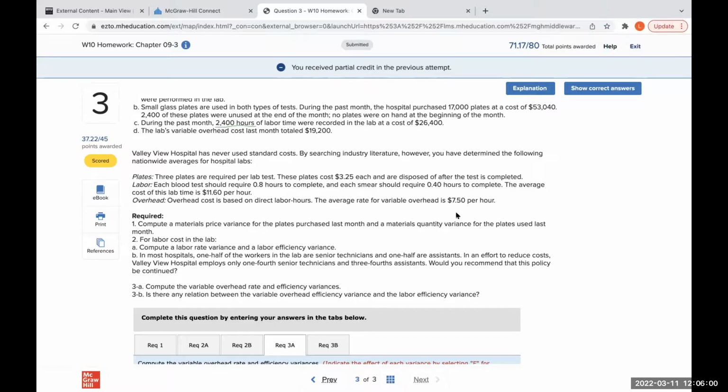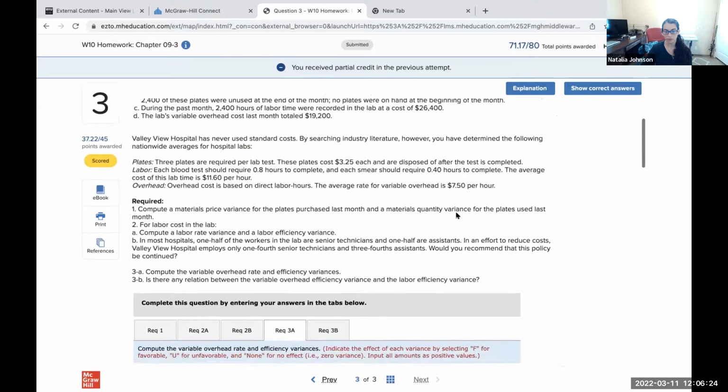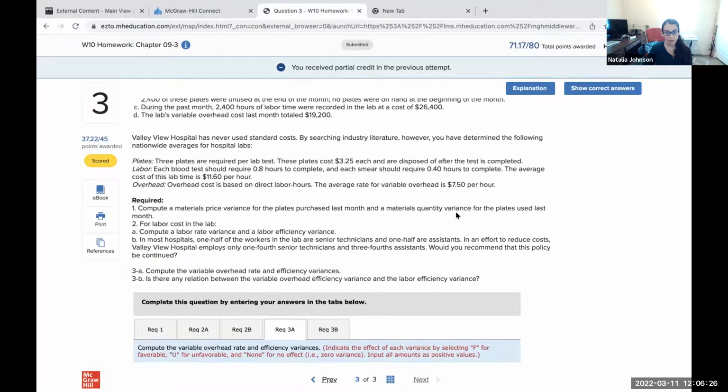Okay, so the actual hours is 2,400. And the actual overhead cost was 19,200. So 19,200 for variable and 26,400 for labor. Because we're going to solve for variable, we're just going to use 19,200.